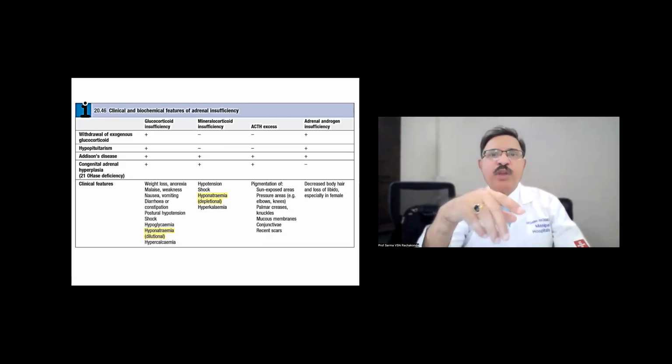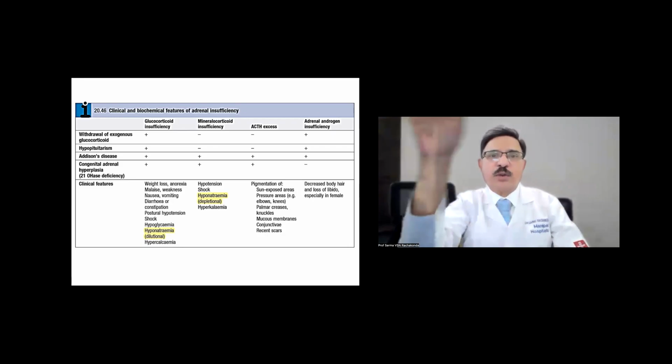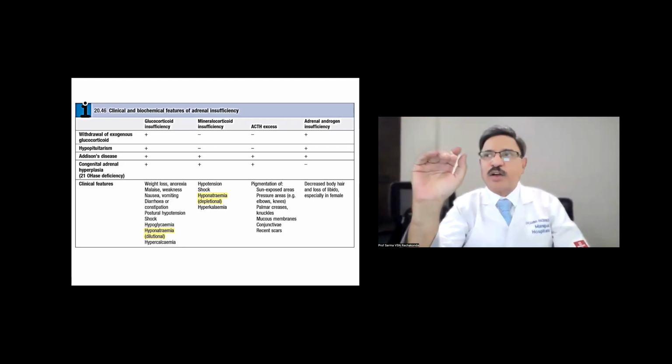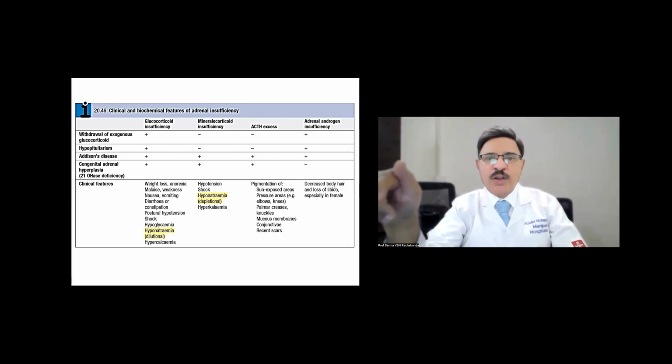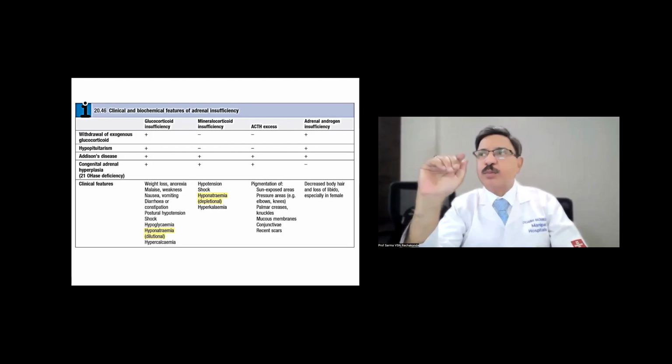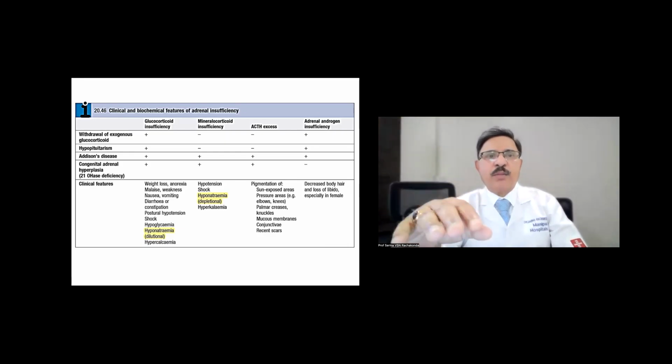But if you see the mineralocorticoid insufficiency, exogenous glucocorticoid does not produce any mineralocorticoid problem. Hypopituitarism, no mineralocorticoid involvement. Primary Addison's disease and CAH, mineralocorticoid is also involved. Now what happens? Hypotension is profound, shock is profound, hyperkalemia is also profound, and there is sodium depletion. There it is dilution. Okay? ACTH excess. ACTH excess means, in withdrawal of exogenous steroid and hypopituitarism, they are not affected. Addison's disease is there, congenital.